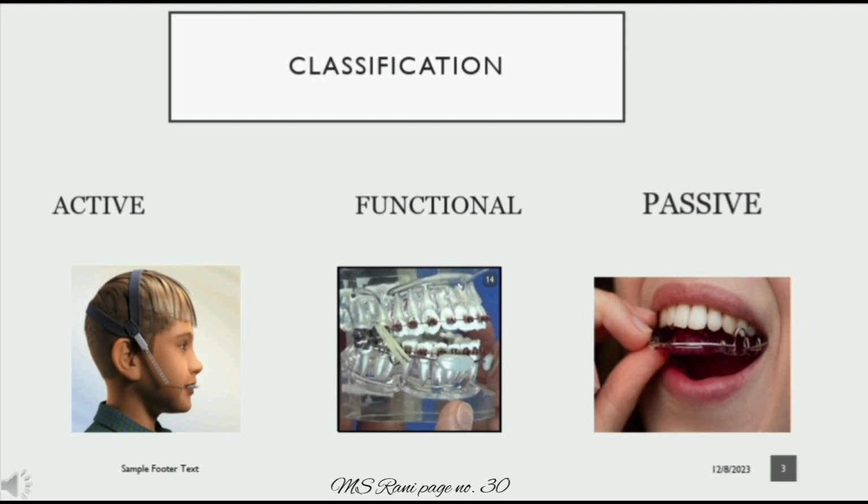What is the classification? Classification comprises of active, functional and passive. Active comprises of headgear, face mask, chin cups and lip bumper. Functional comprises of activator, bionator, Frankel's. Passive comprises of space maintainer, bite planes, retainers, posterior bite blocks.